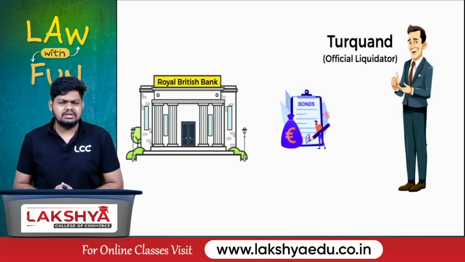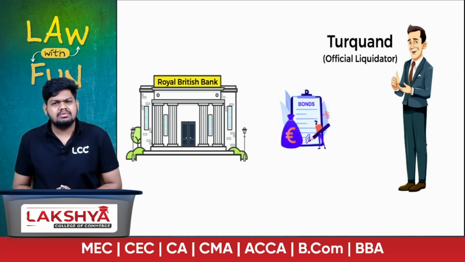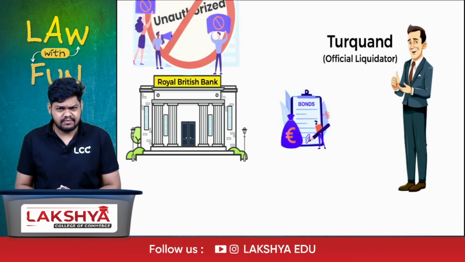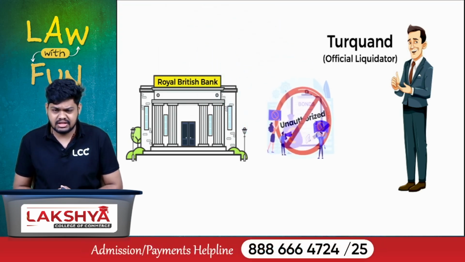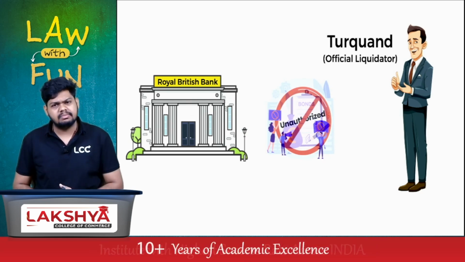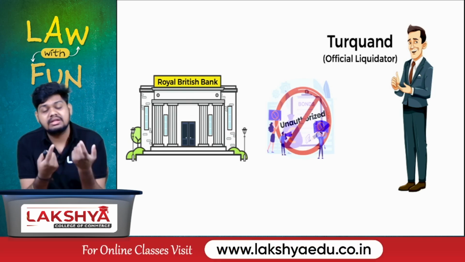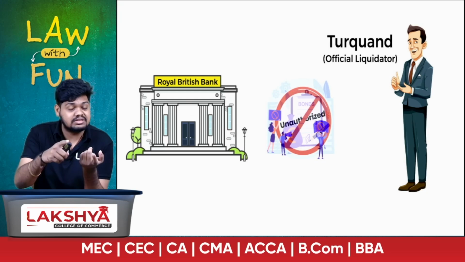Then, after checking the books and the minutes of the company properly, Turquand stated that, sir, the bonds are fine, but these bonds are unauthorized. They're not properly passed and approved by the shareholders. They did not mention the limit. Because they are unauthorized, I'm not responsible for paying this money to you. It was an ultra vires transaction.